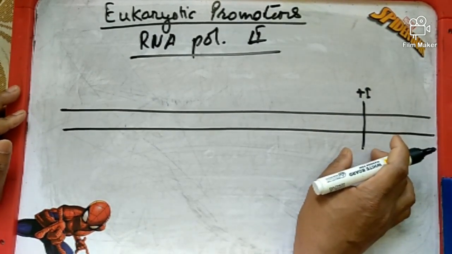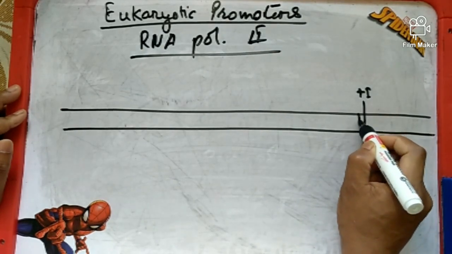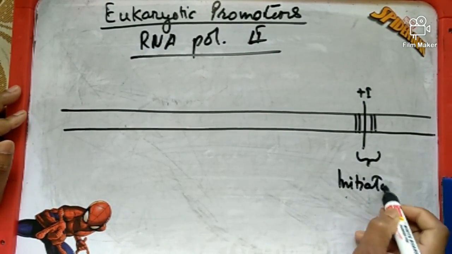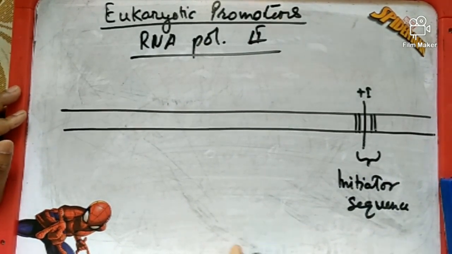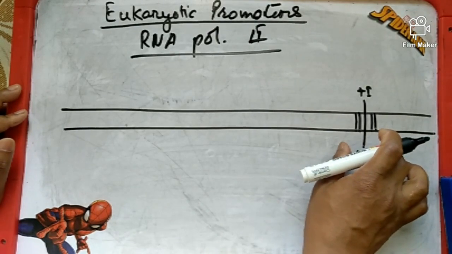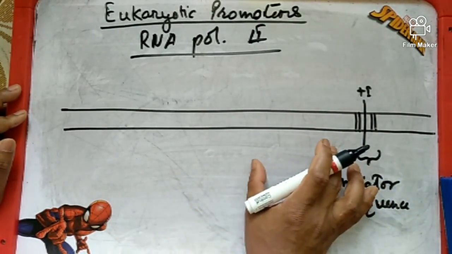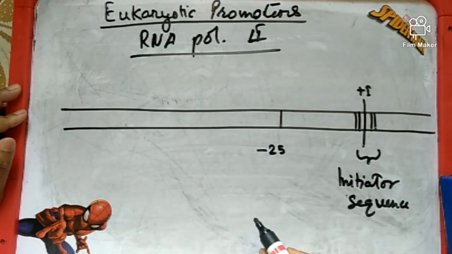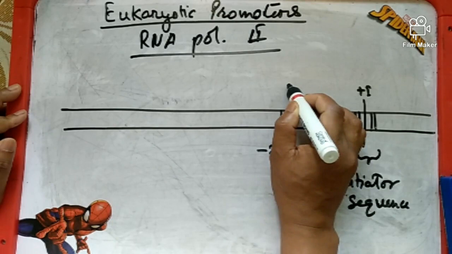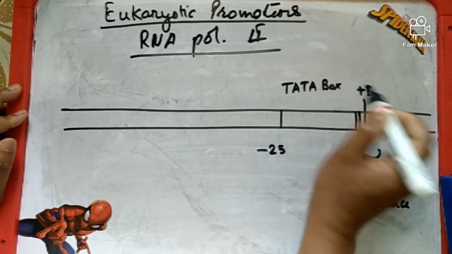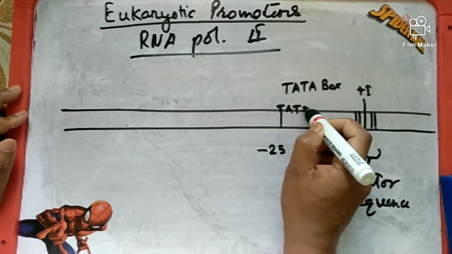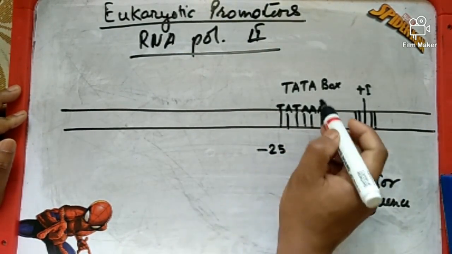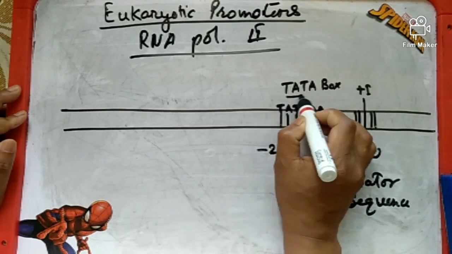This is the transcription start point, and there is a sequence at the transcription start point. It is situated towards the left and right side, and this sequence is called the initiator sequence, which is right at the transcription start point. Towards the upstream of the initiator sequence, at the -25 position, there is a sequence which is called the TATA box, and the sequence is TATAA. This consensus sequence at the -25 position is known as the TATA box.